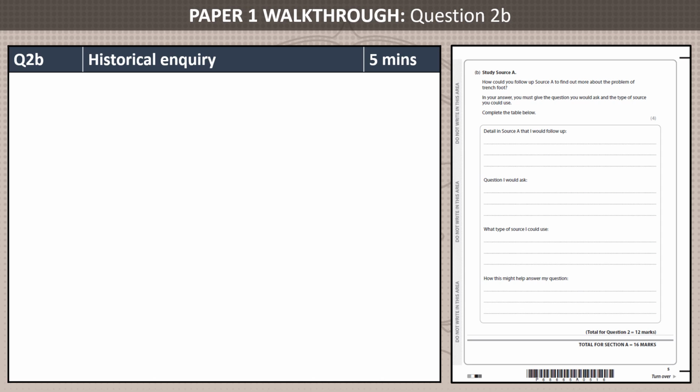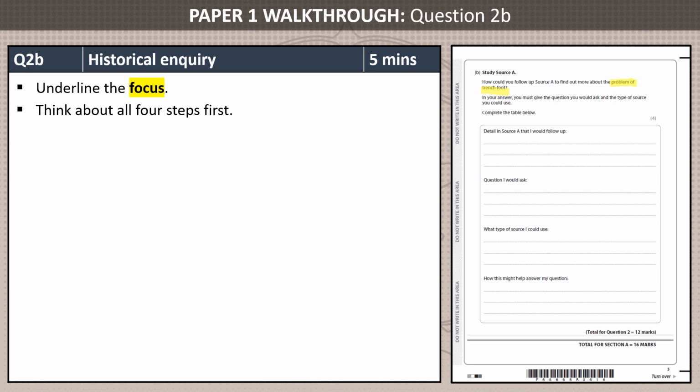The next question is the historical inquiry question. The first thing we need to do is underline the focus of the question. Now, this will be exactly the same as the focus in the previous question. So in this case, once again, we're working on the problem of trench foot. Now, the examiner will give you a framework with 4 steps to complete. Before you start to complete any of them, you should think about all 4 steps. Now, this is really important because the steps work like a chain. So you should work out exactly where your answer is going to go before you start to write.